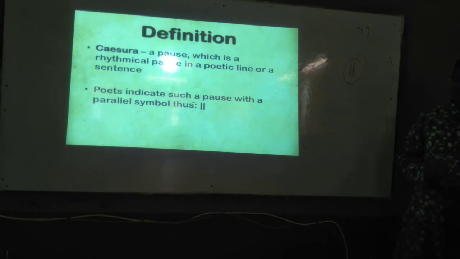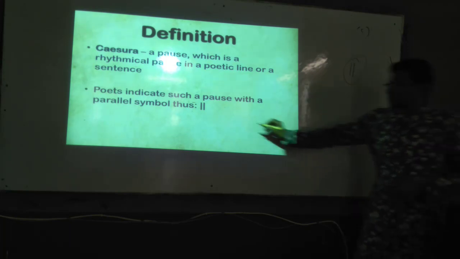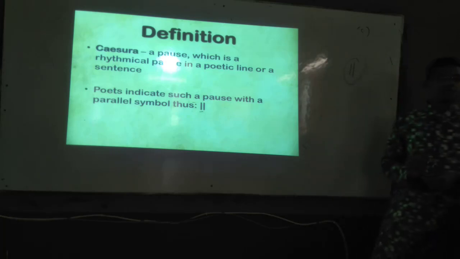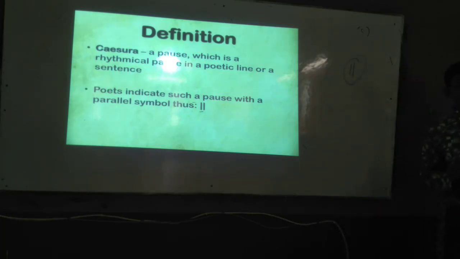There may be punctuation marks or not. Based on the rhythmical pause, it is called Caesura. What is the symbol? The symbol of Caesura is this one. Is it clear now? So where can we stop our bus? Whenever we see a symbol, like a bus stop sign, we can stop. We can take a rest for a while there.